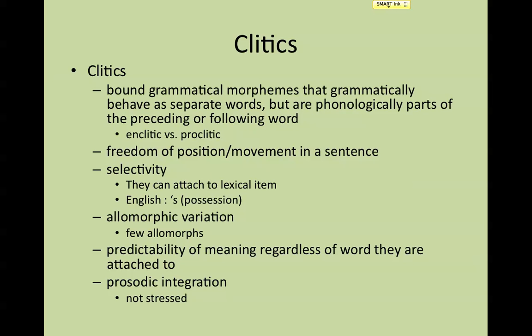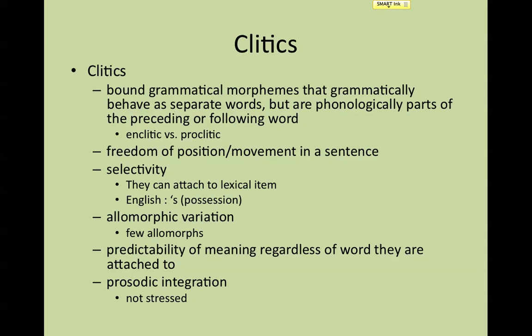Allomorphic variation. Okay, so that they have different variations of the morpheme. And predictability of meaning regardless of the word they're attached to. So if we have an apostrophe s, for example, we know that it's going to show possession. And then also the prosodic integration. Now this is sort of interesting.